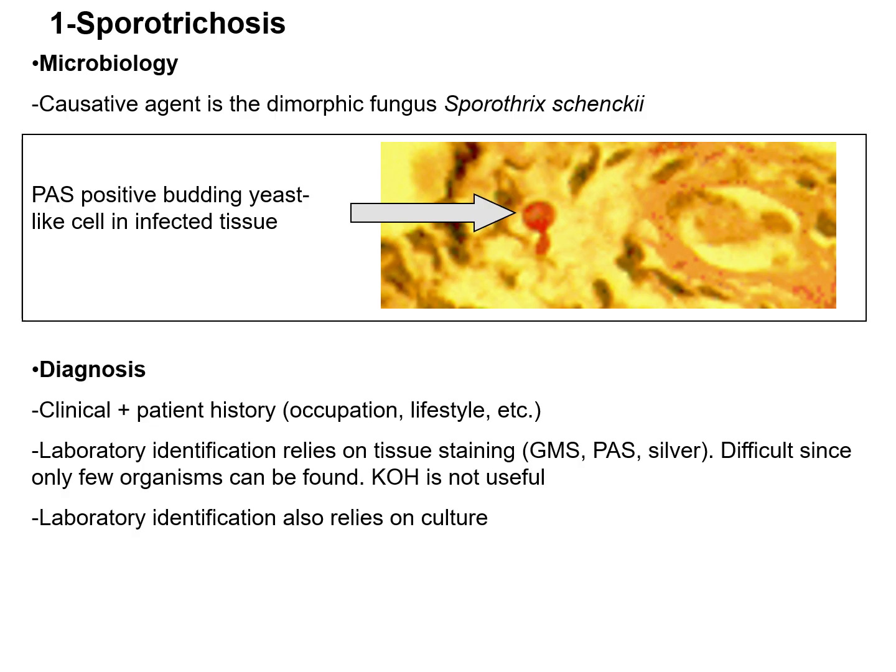The causative agent of sporotrichosis is Sporothrix schenkii. This is a dimorphic fungus. Now, clinically, you can rely, of course, on the clinical presentation and the patient history. You will ask, of course, whether the person is a gardener, if they like spending time in the woods, if they like to pick roses. All of these can help you out in figuring out the type of infection that you're seeing.